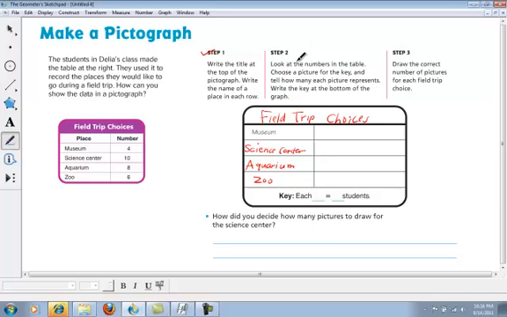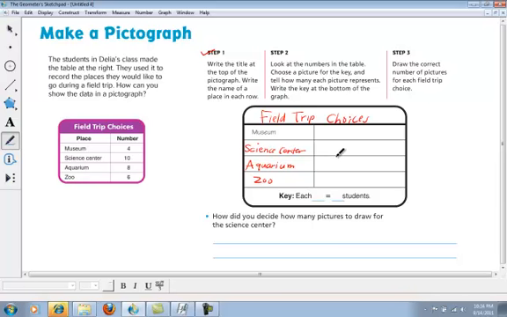Step 2. Look at the numbers in the table. Choose a picture for the key and tell how many each picture represents. Write the key at the bottom of the graph. Well, my numbers range from 4 all the way up to 10, with 4 is the lowest number and 10 is the highest number.